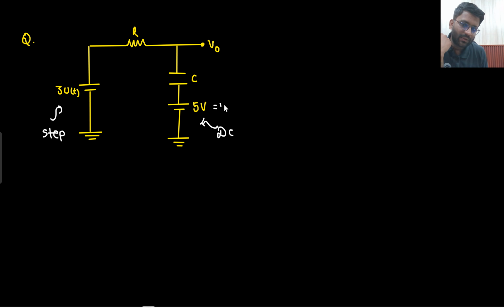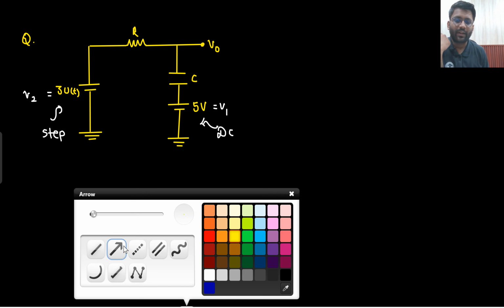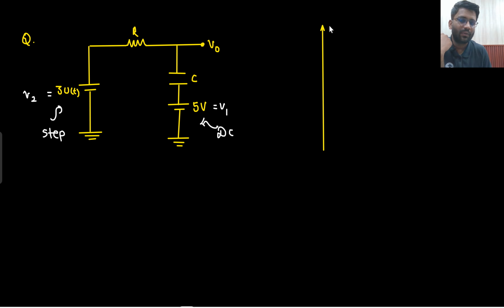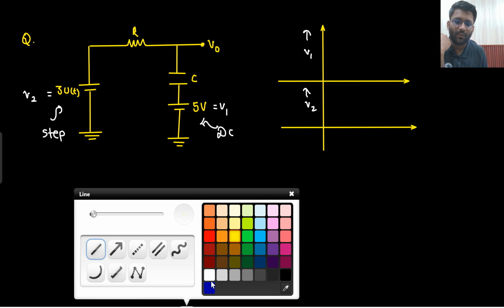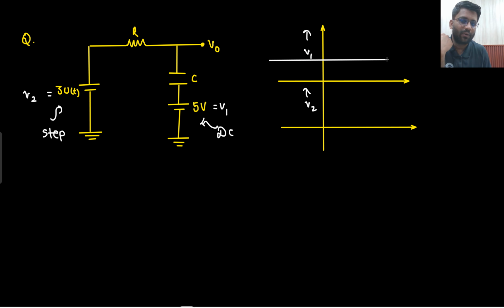If I call this voltage source V1 and this voltage source V2, can I draw the waveform of V1 and V2? V1 is simply the DC while V2 is the step. I hope you understand the difference between both of them. V1 is simply 5 volt. There you go, this is your V1. Always it is 5 volt.